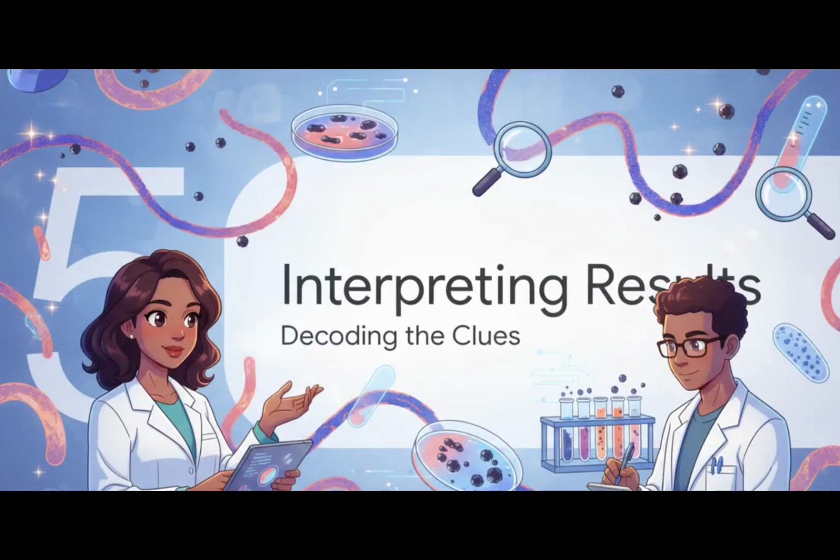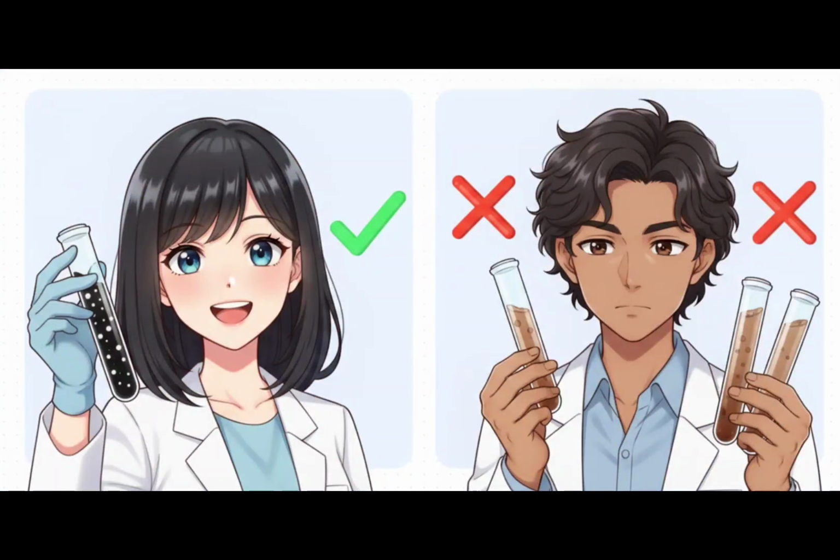Section 5. Interpreting test results. Decoding the clues. Now, a test is really only as good as the clinician interpreting it. Let's compare the actual visual outcomes. A definitively positive result requires two things: growth on the agar, proving the organism survived the bile, and a distinct blackening of the medium, proving esculin hydrolysis.